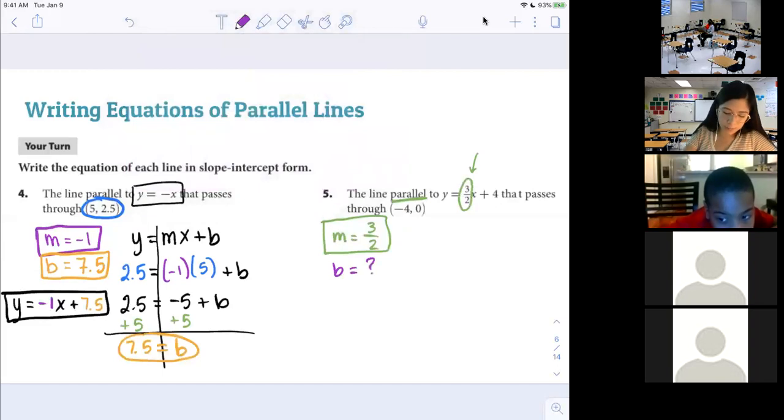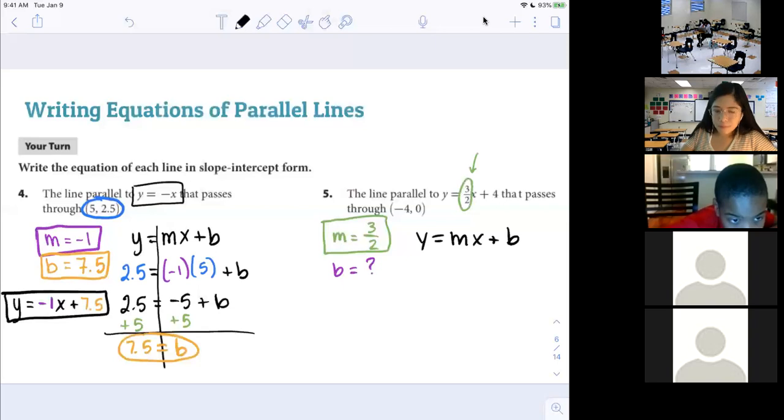So what equation do I plug everything into? y equals mx plus b. Good. I plug everything into y equals mx plus b. I need to plug in y, m, and x. And where do I get my y and my x from?